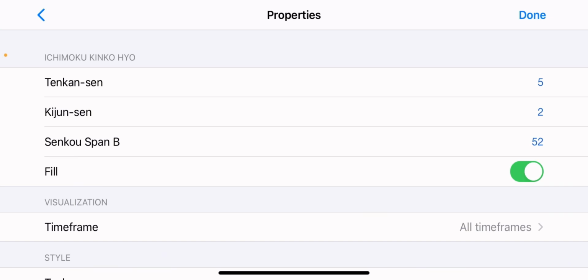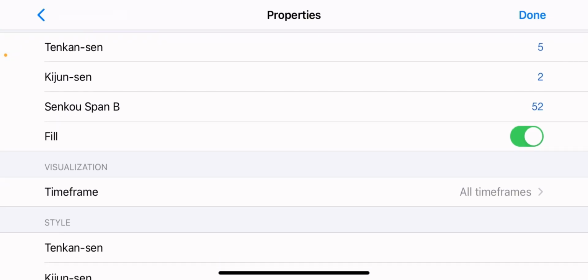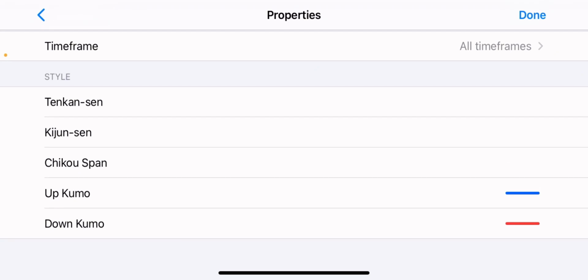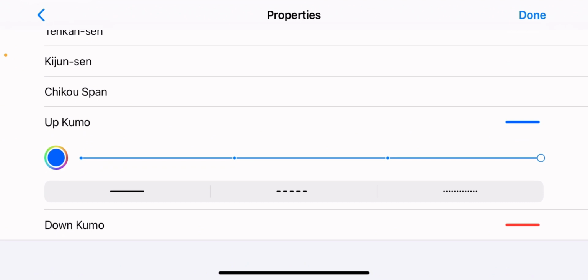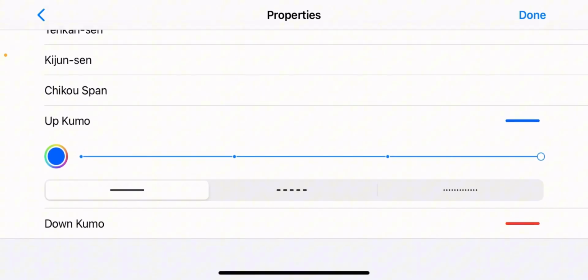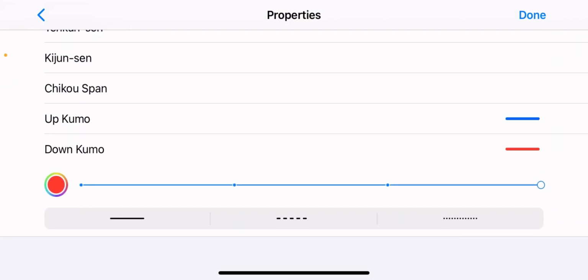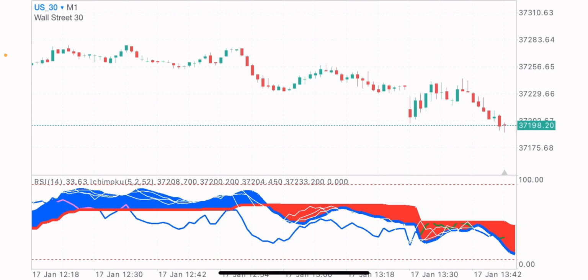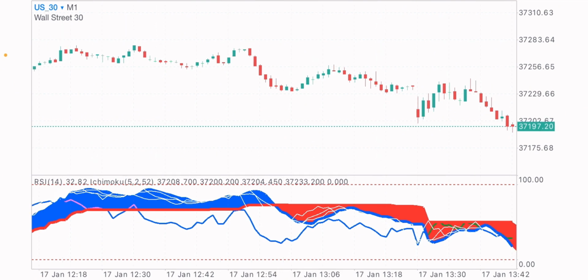Then the setup, the first one right here, put the number on 5. Then Kijun, put it on 2. Then Senkou on 52. Then you apply to fill. Then you put it on all time frames. Then the up Kumo, you put it on 4 pixels, and the color is going to be blue. The trend line should be the one with the straight line pattern. Then the down Kumo is going to be on 4 pixels as well. Then you click on done.